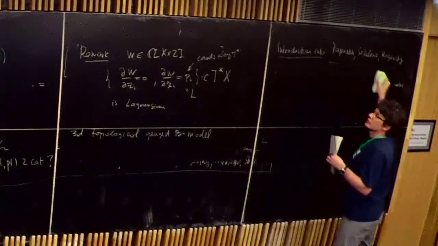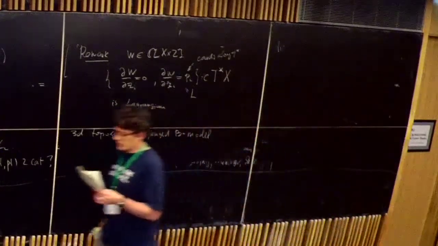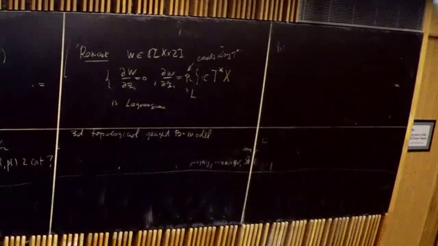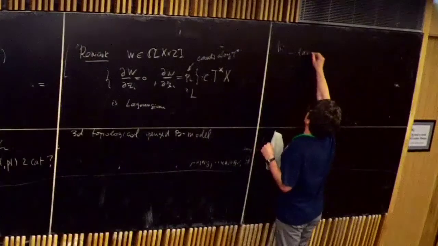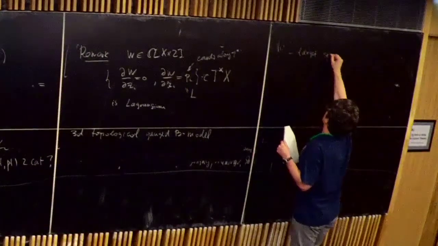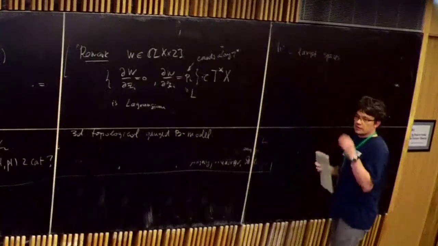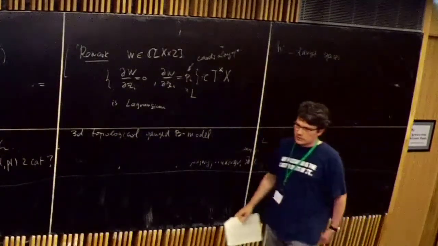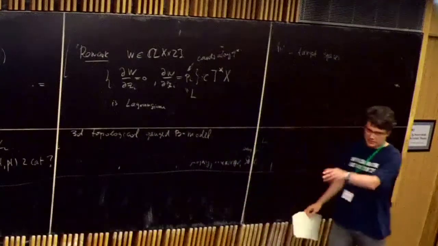Any comments? I don't know if it's useful to say, so you started with a 3-category. That thing is the 3-category of all 3D B-models. That's right. Yes, that's right. Thanks.